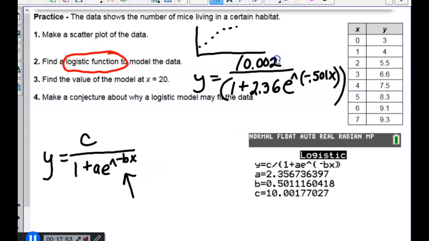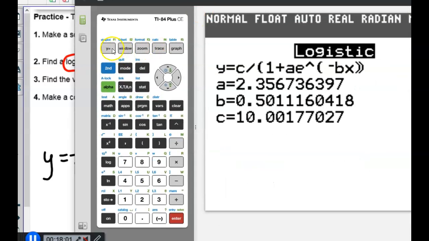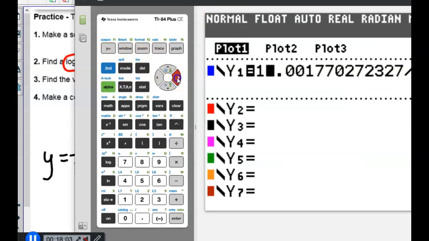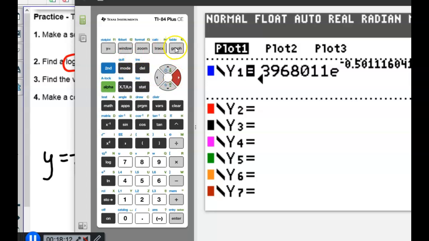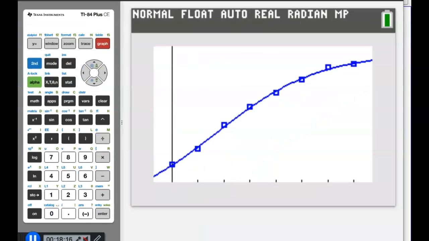If you're ever confused how to write it, where else could I look on my calculator? I'm not sure it's very helpful, but if you go to y equals, it does say 10 divided by 1.2 e to the, okay? It just has a million decimals in there. All right, if I graph it, it is hitting those very nicely.